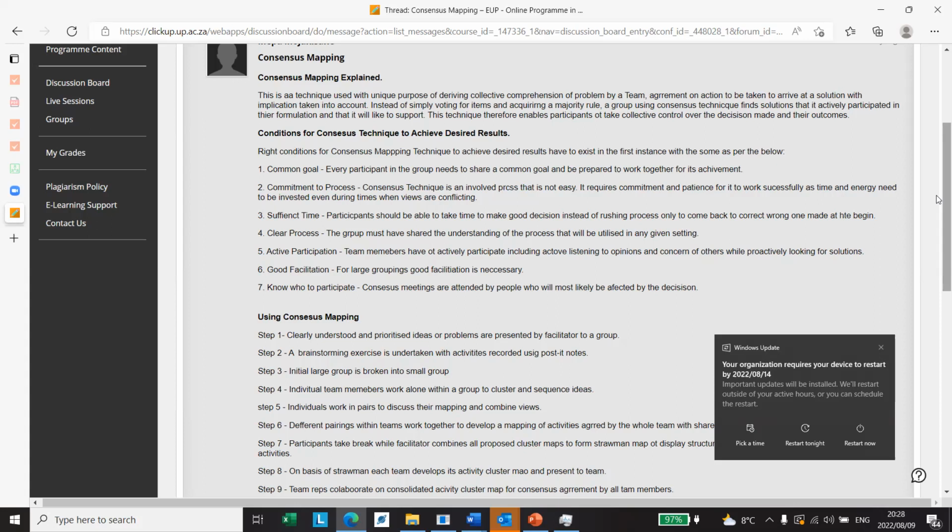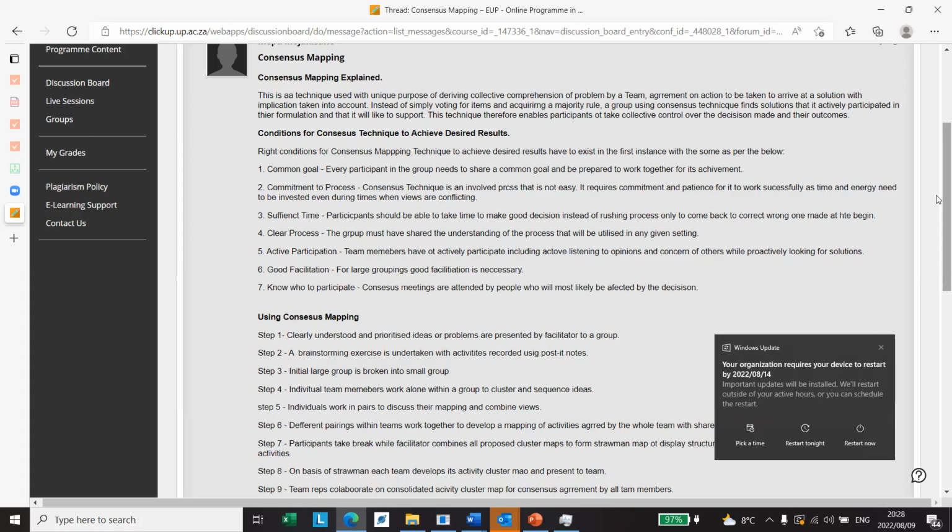The process should be clear. The group must share an understanding of the process that will be utilized. So people should understand exactly the technique and what it involves, or what will be done. And then we have to have active participation. You'll see why it is necessary to have active participation. You have to get a good facilitator.